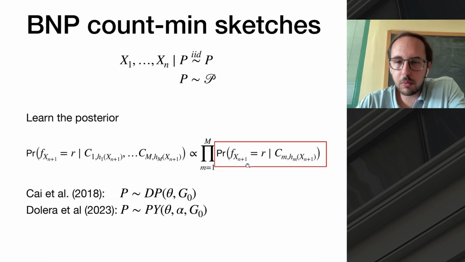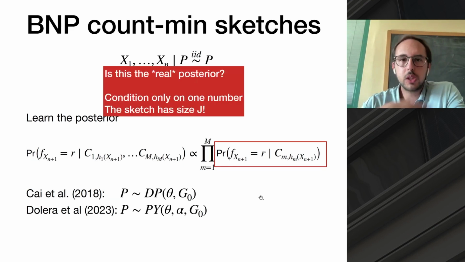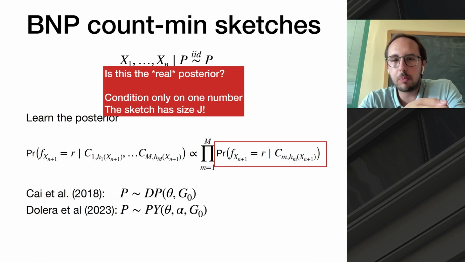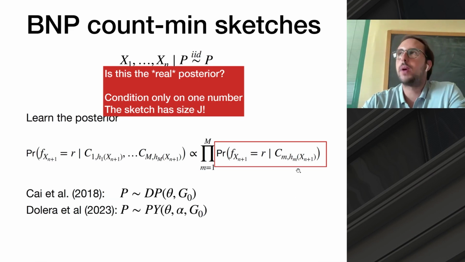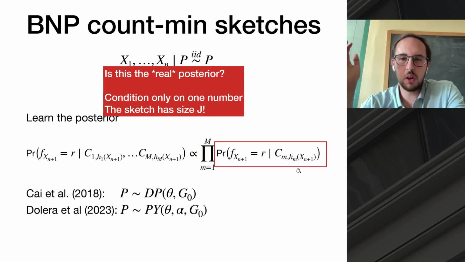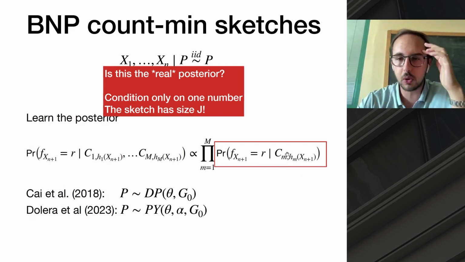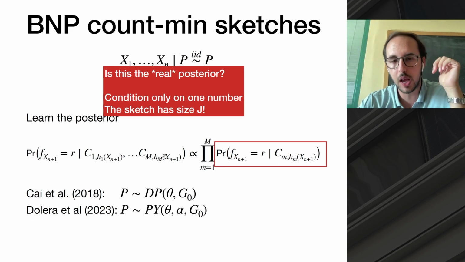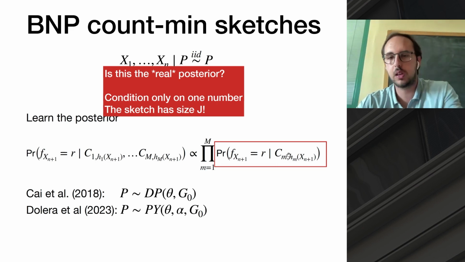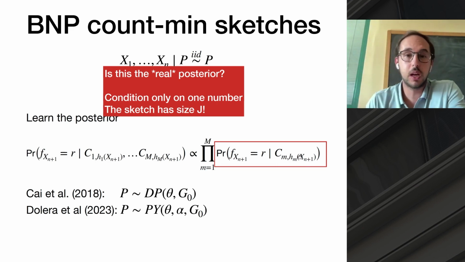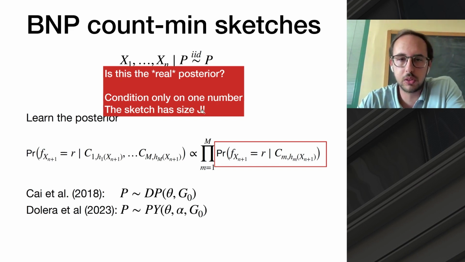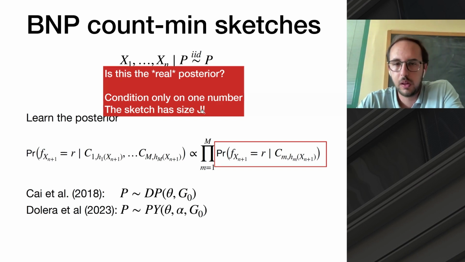So the first thing that we must notice here is that this is the main goal of the inference. Then we just take a product and we are done. And the first question that I ask myself is, is this a real posterior? Meaning that if I go back to the previous slide, I have a matrix of size M times J, while here I'm conditioning only on M numbers on the left-hand side, and here on one number instead of M times J numbers. So is this the real posterior?